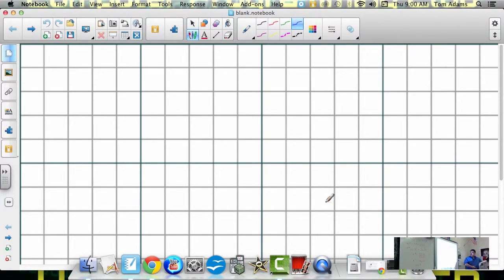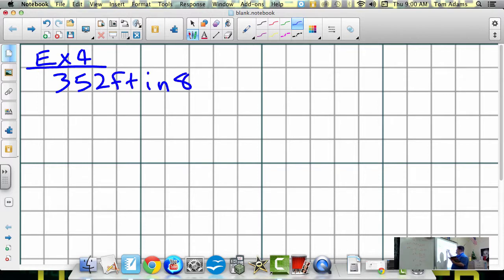Example number 4. I'm not going to write it. I'll read it from the textbook, and then I'll show you how we write it down. It says, if a car is accelerating from zero, and it takes 8 seconds to go 352 feet. So let me write that down: 352 feet in 8 seconds.